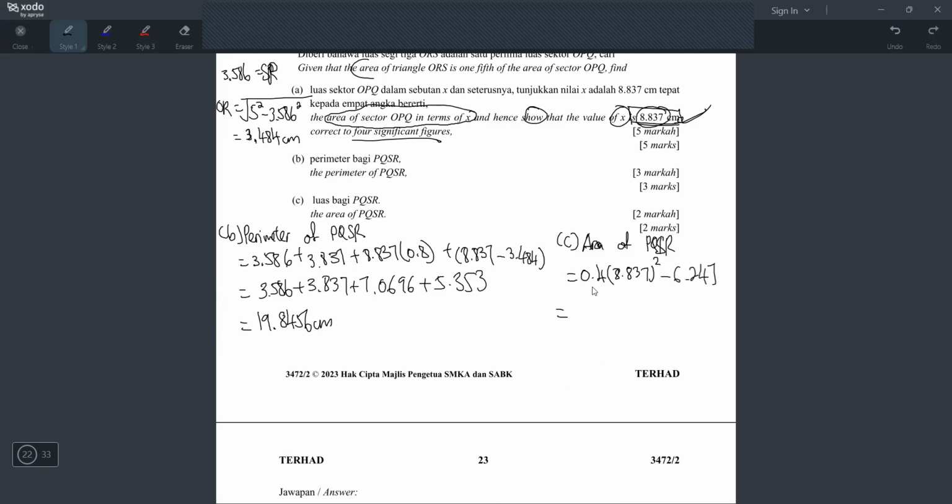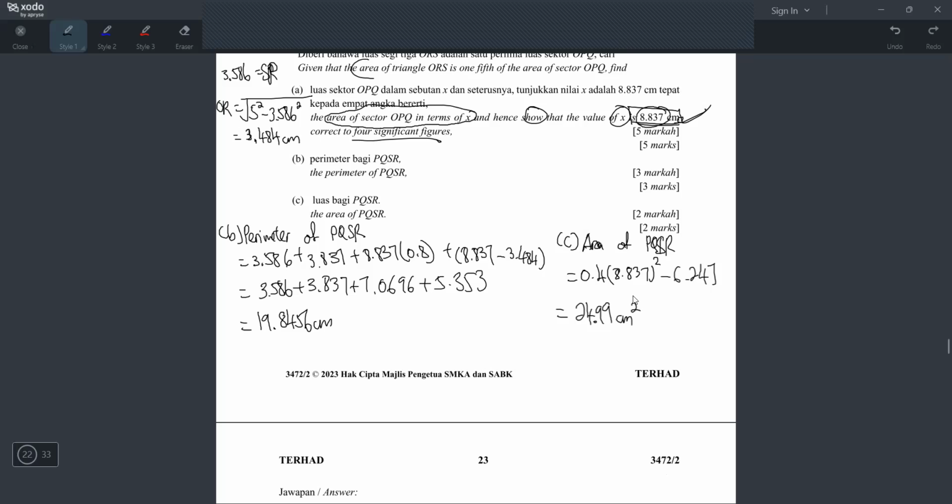So time to press the calculator. 8.837 close bracket square times 0.4 minus 6.247. My calculator gives me 24.99. So I'll just write 24.99, and then cm square.